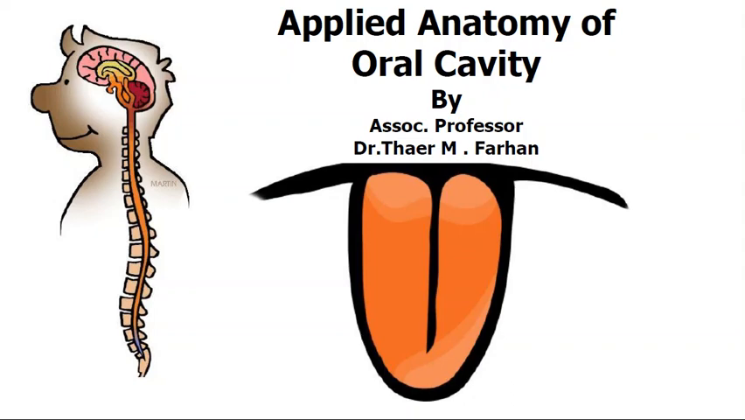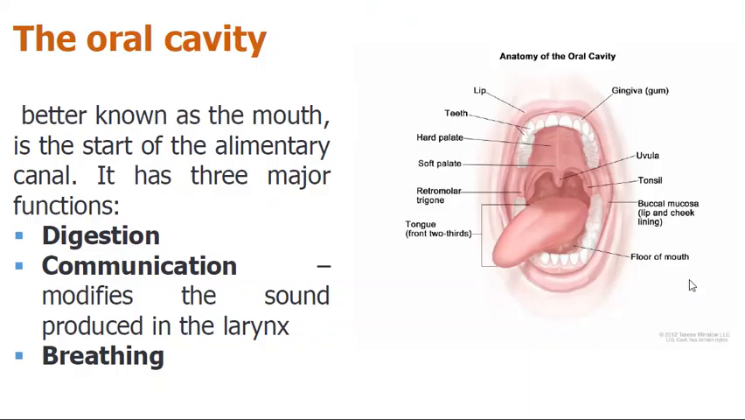Dear students, this lecture is concerned with the anatomy and the applied anatomy of the oral cavity and the contents of the oral cavity, including the tongue and the other structures. To start with this lecture, we should have some notes about the definition of the oral cavity, which is a space present at the beginning of the alimentary tract.